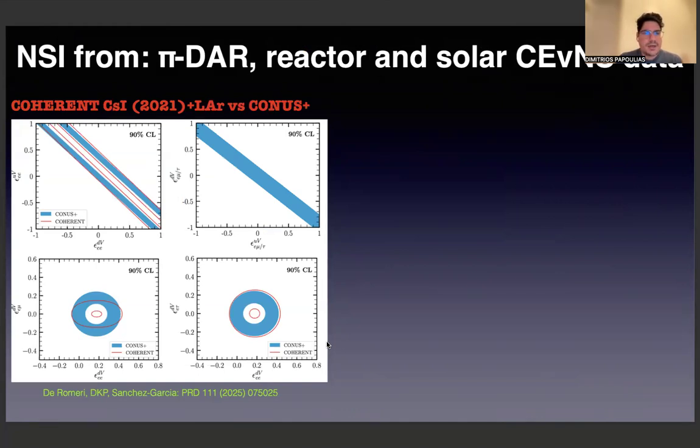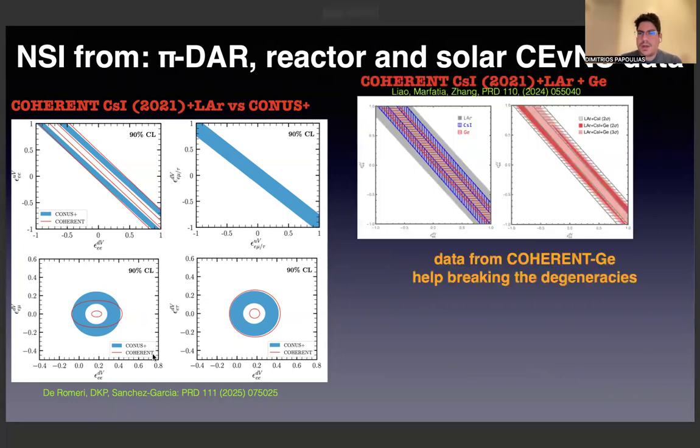By analyzing the COHERENT data, we actually performed a combined analysis of the cesium iodide and liquid argon data, and we superimposed the more recent analysis we performed for the case of CONUS+ data. So you can see here in various planes, flavor preserving ones or flavor changing ones, or a combination of flavor changing and flavor preserving planes for both u and d quarks. You see our constraints put through the analysis of COHERENT and CONUS data, and you can see that both analyses provide complementary results.